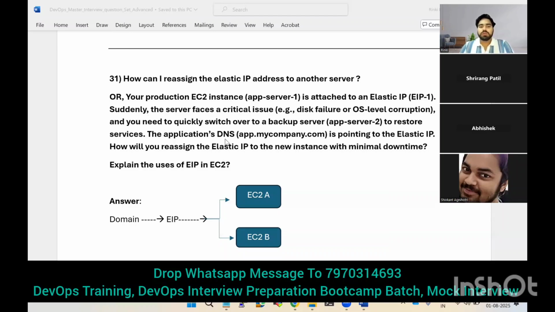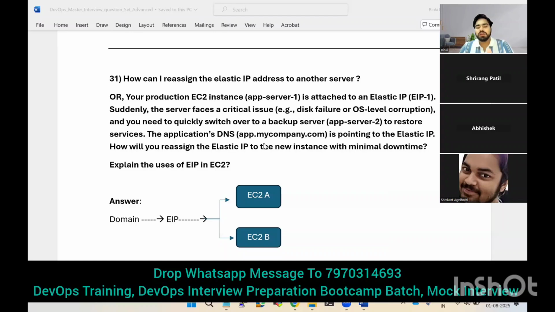So you need to quickly switch over to a backup server. That means you have to move things from server 1 to server 2 to restore the services. Right. So how can you do this? You can think in a way that you have this DNS called abc.com, and from this abc.com you are going to route your traffic to some IP address, that can be something like 127.10.32.14. So your DNS is always getting resolved to this IP address only.